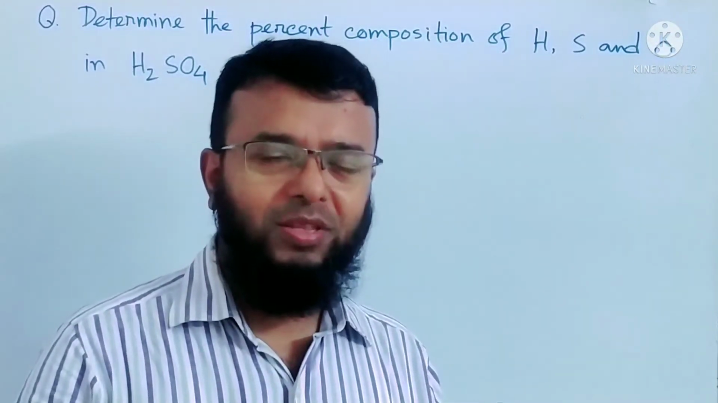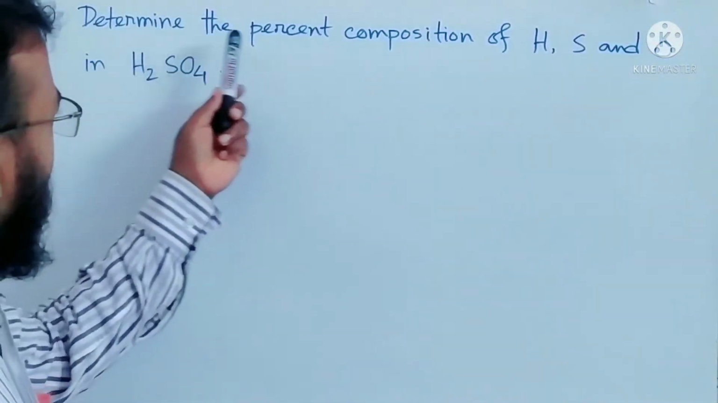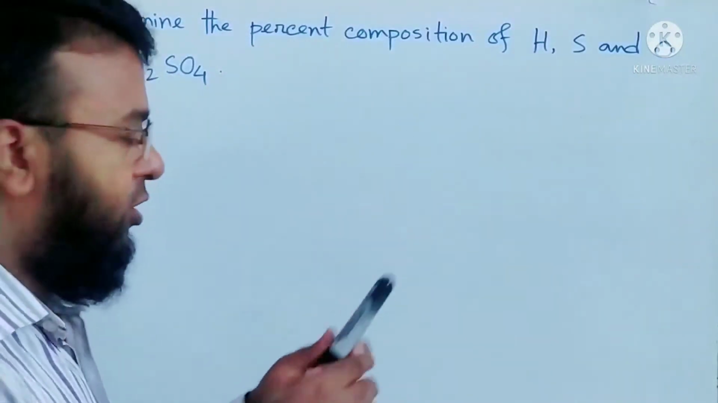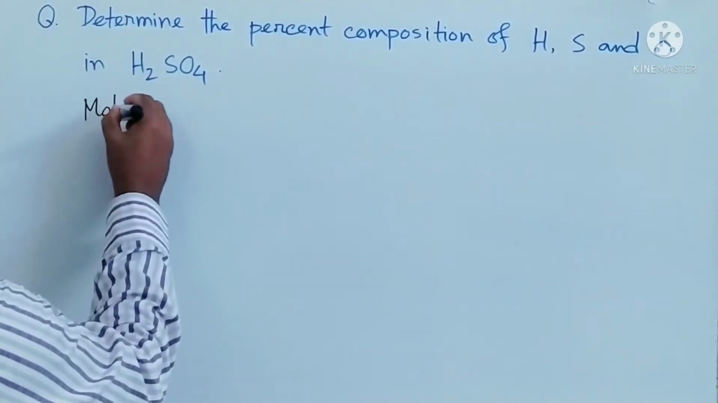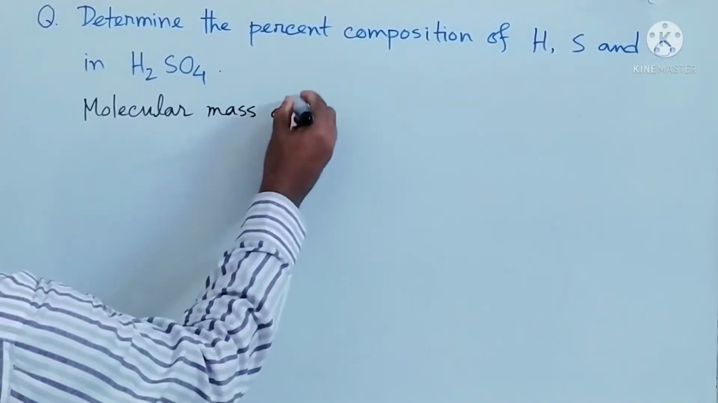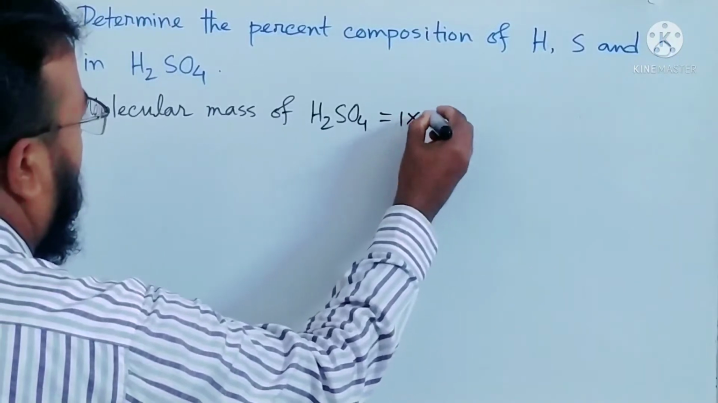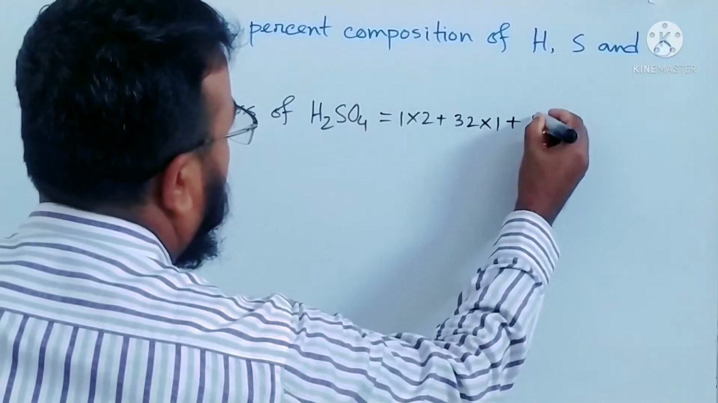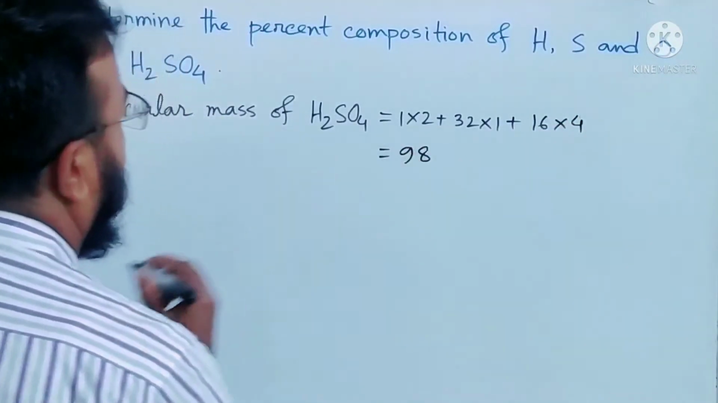Okay, now how to determine the percent composition of elements in a compound? I have written a question. Determine the percent composition of hydrogen, sulfur and oxygen in sulfuric acid. So first of all, we have to find out the molecular mass of sulfuric acid, equal 1 into 2 plus 32 into 1 plus 16 into 4. Altogether it is 98.